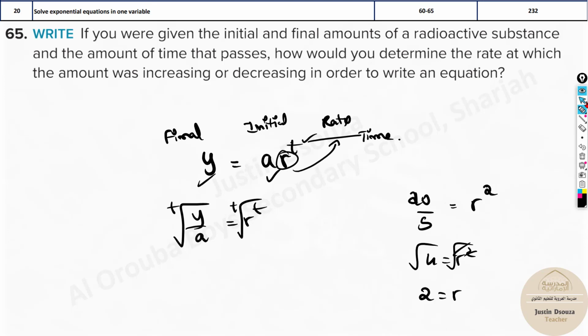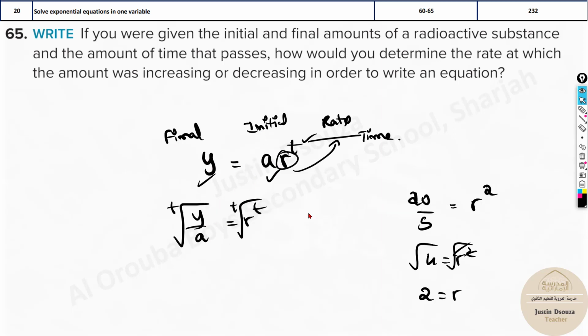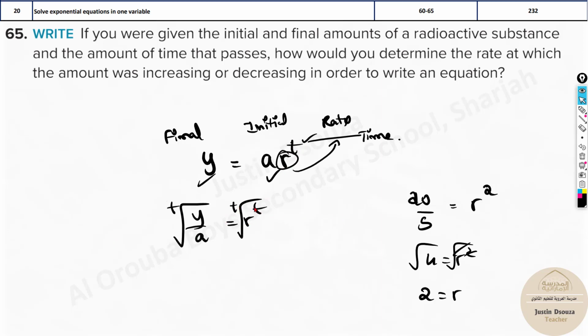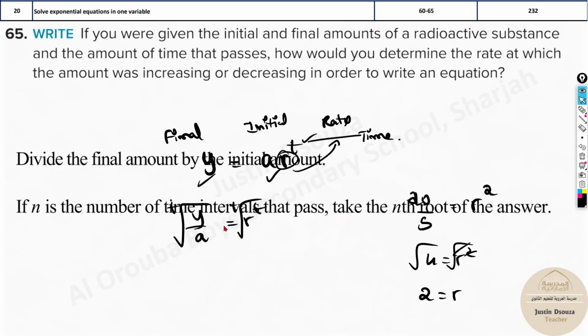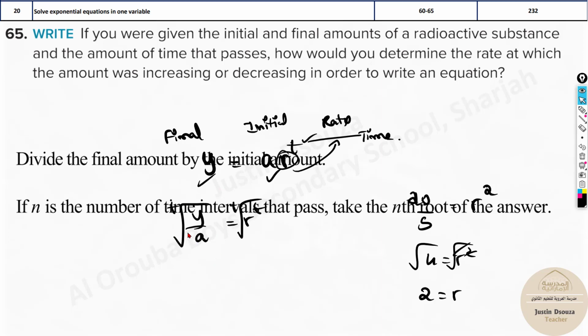Let's just check the answer. They are telling us to divide the final amount by the initial amount. Yes, we did that. Take a to the other side, dividing the final amount by the initial amount. And then n is the number of time intervals that pass. They have taken the time t as n. That's fine. We have taken it as t, so the tth root, or if they take it as n, the nth root. That's the correct answer we got. It is the t-th root of y by a, where y is the final amount and a is the initial amount. This is how we can solve it.